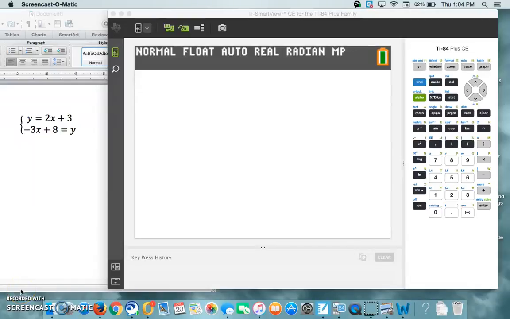Okay, this screencast is going to be for solving systems of equations using tables and graphs, and I'm going to show you how to do it on the calculator. So if we follow the cursor, the first system of equations we're going to work with is right over here. Y equals 2x plus 3, and then the second equation, negative 3x plus 8 is equal to y.